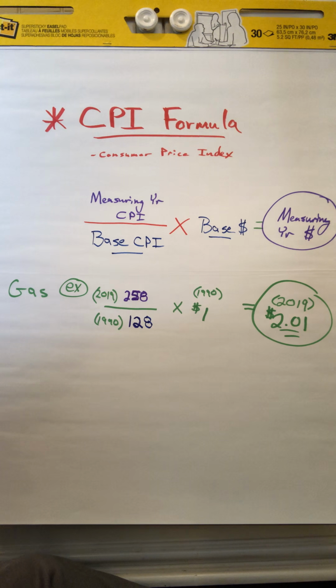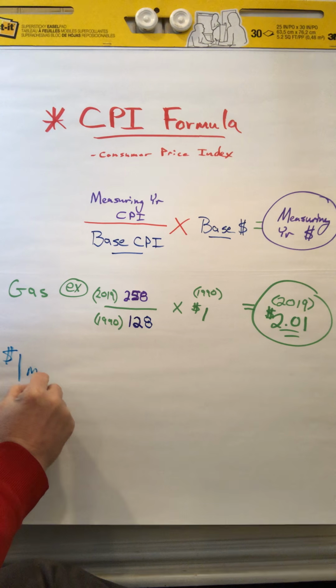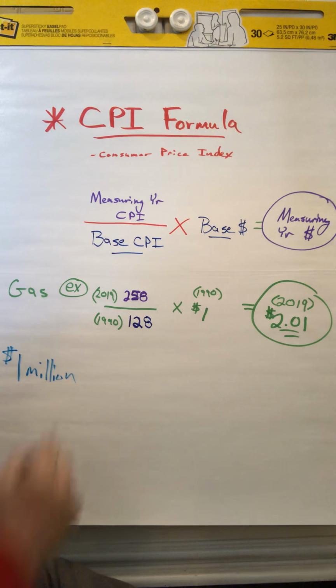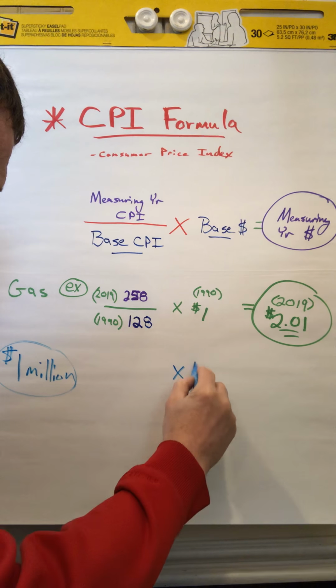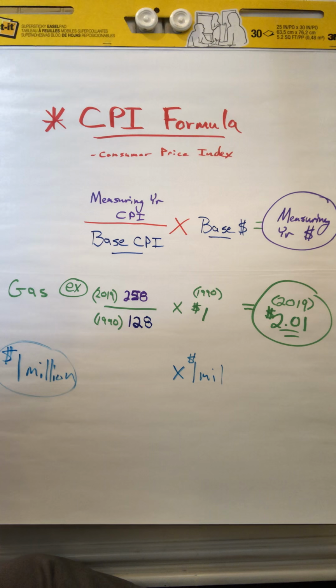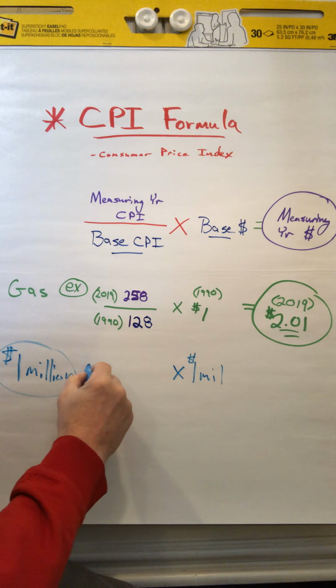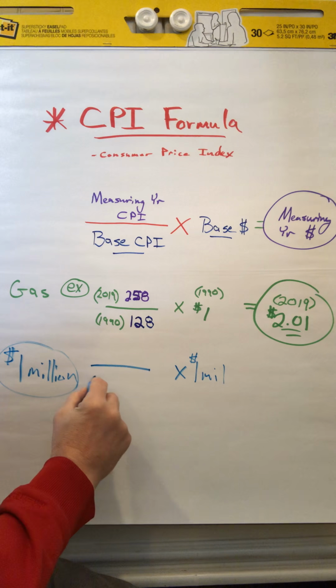All right, let's do one more problem just to make sure you understand this. What would $1 million be back in 1913? Since we already know the $1 million, we're going to plug it in right here. That's going to be our base amount of money.